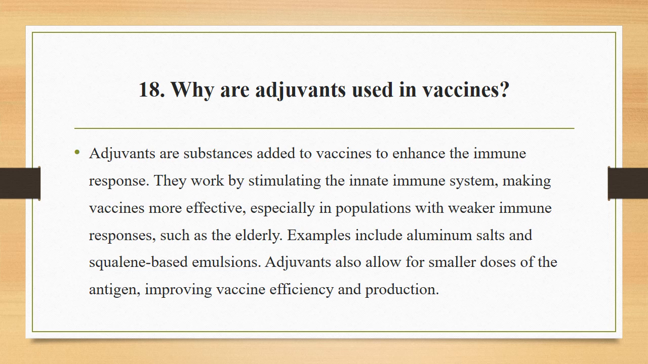They work by stimulating the innate immune system, making vaccines more effective, especially in populations with weaker immune response, as I mentioned before. Examples include aluminum salts and squalene-based emulsions. Adjuvants also allow for smaller doses of antigen, improving vaccine efficiency and production. So we use adjuvants when we don't have enough quantity or quality of antigen to induce an immune response. You add adjuvant to enhance that immune response, which will lead to the production of memory cells, plasma cells, and so on.